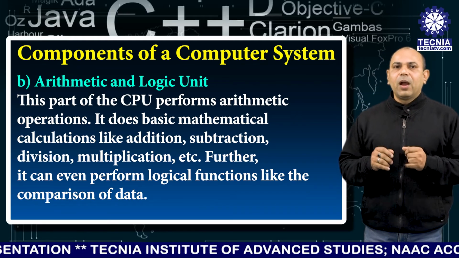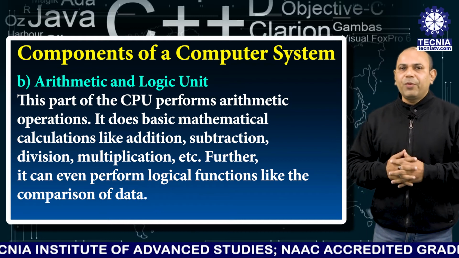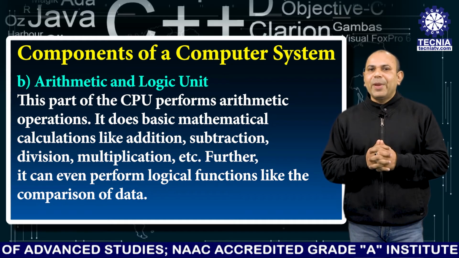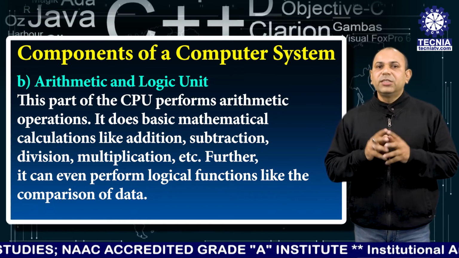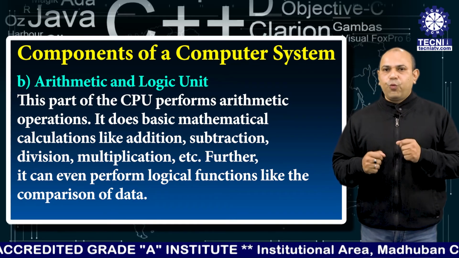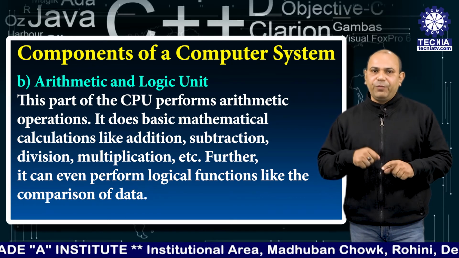Second, B, arithmetic and logic unit. This part of the CPU performs arithmetic operations. It does basic mathematical calculations like addition, subtraction, division, multiplication, etc. Further, it can perform logical functions like comparison of data.